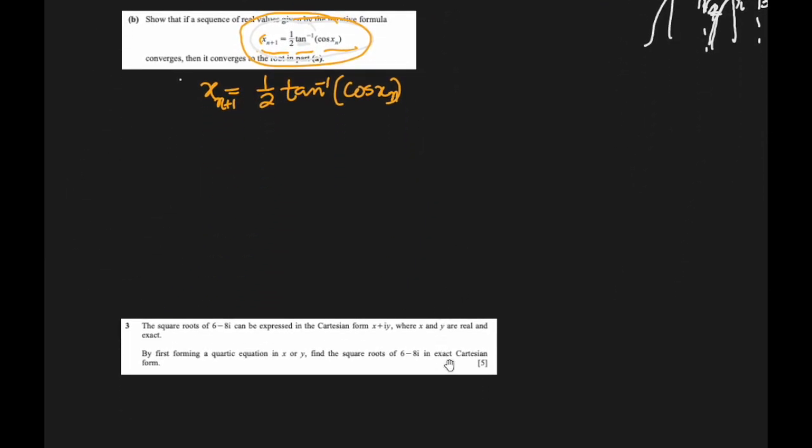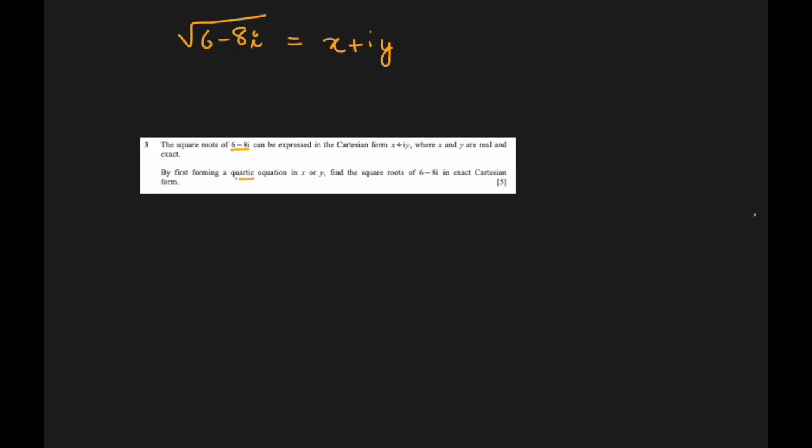Okay. Next, the square root of 6 minus 8i can be expressed in Cartesian form x plus iy, where x and y are real and exact. So let's say square root of 6 minus 8i, and it should be in x plus iy format. That's what they're saying, right? By first forming a quartic, I'm not sure why they're asking for a quartic. A quadratic will do the work.